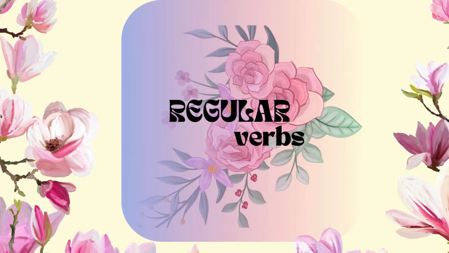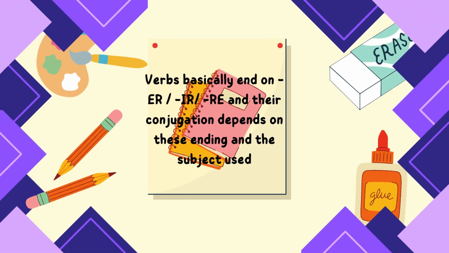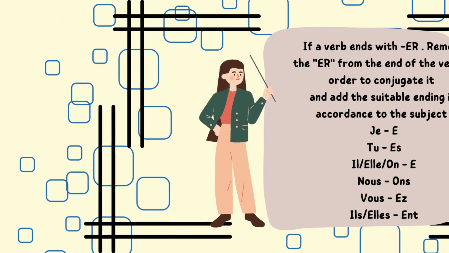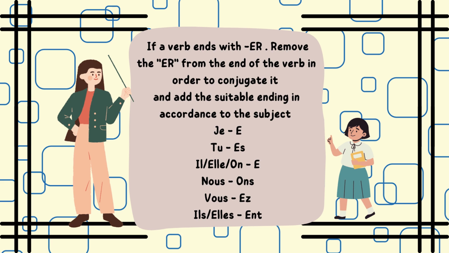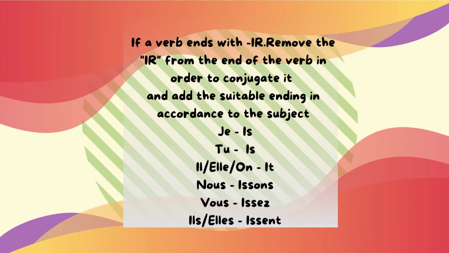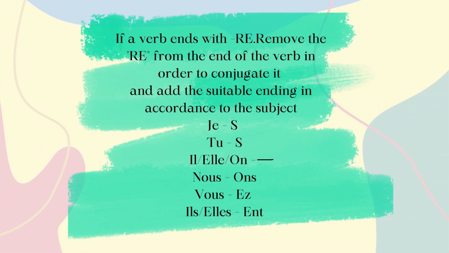Regular verbs. The basics of French verbs are that no matter whether they are regular or irregular, they all have their ending only in these three categories, that is ER, IR, RE. The conjugation of the verbs depends on two factors, that is the ending of the verb and the subject we use. If a verb ends with ER, remove the ER from the end of the verb in order to conjugate it and add the suitable ending in accordance to the subject. Similarly for IR and RE verbs. Pause the video if necessary.